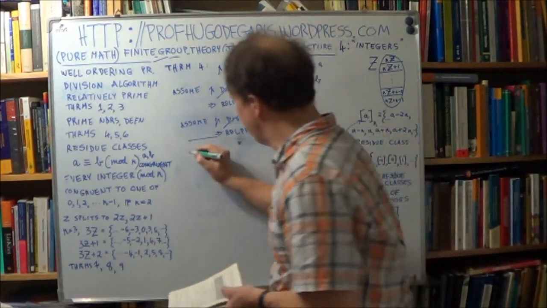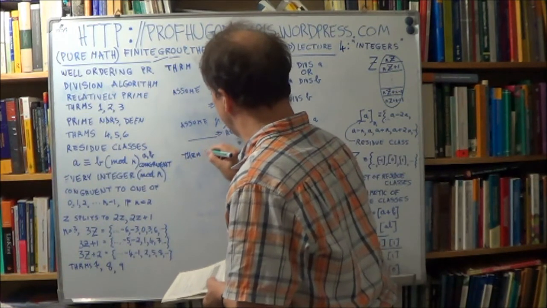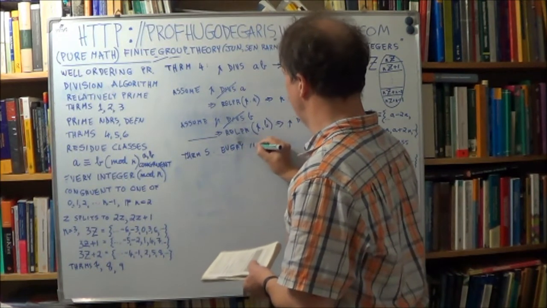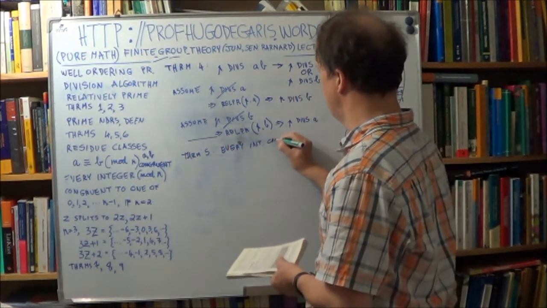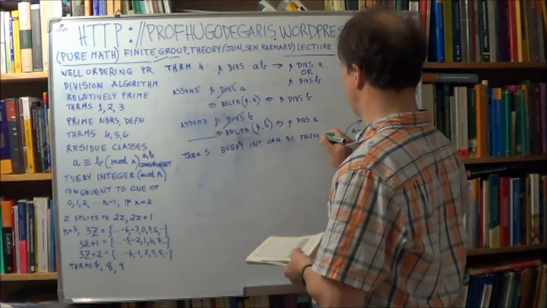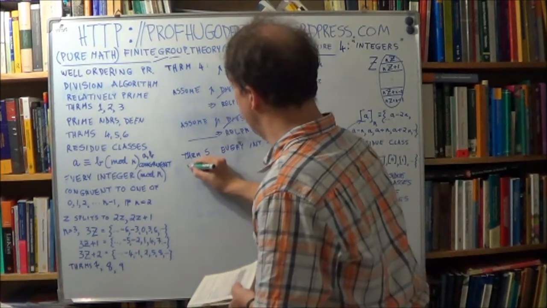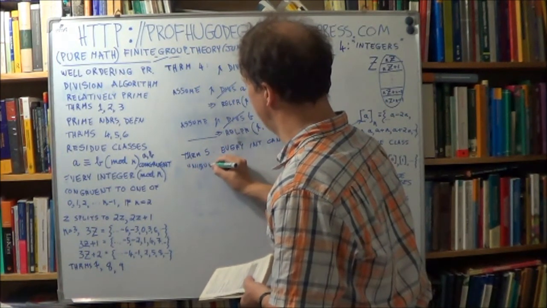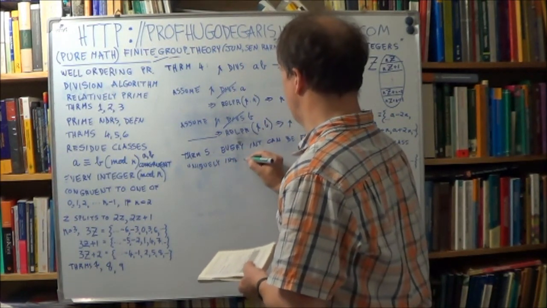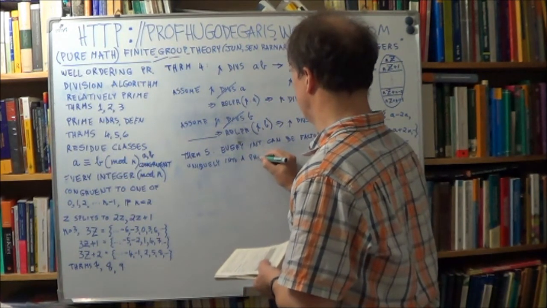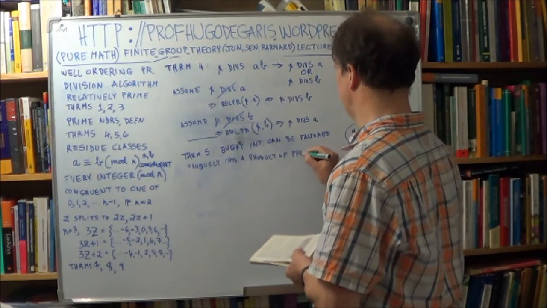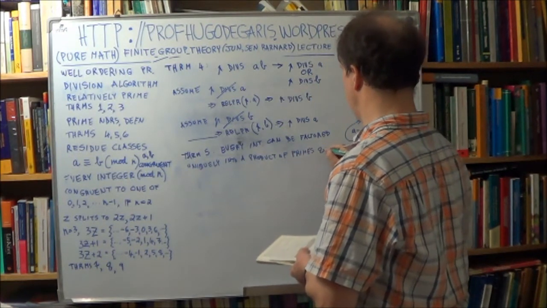Theorem 5. Every integer can be factored uniquely into a product of primes and their powers.